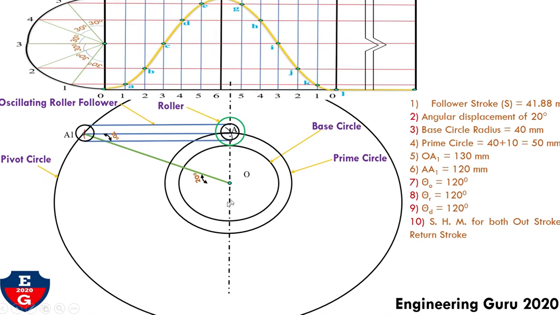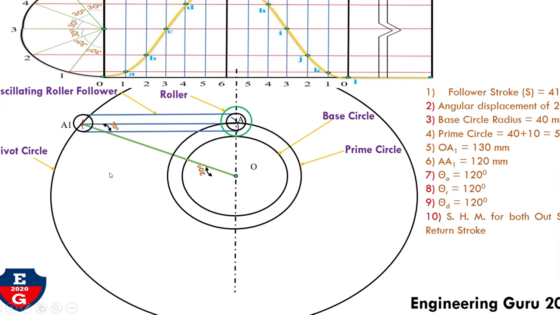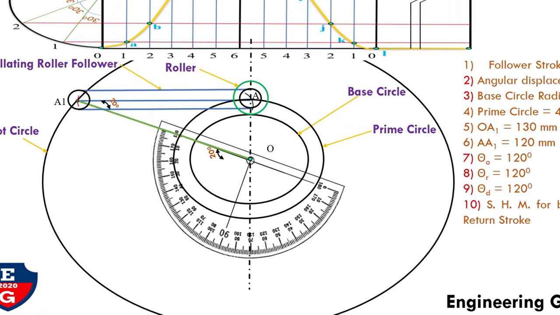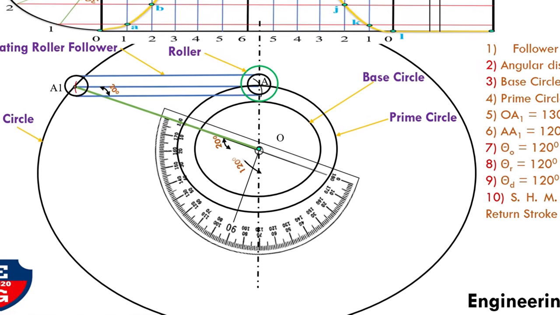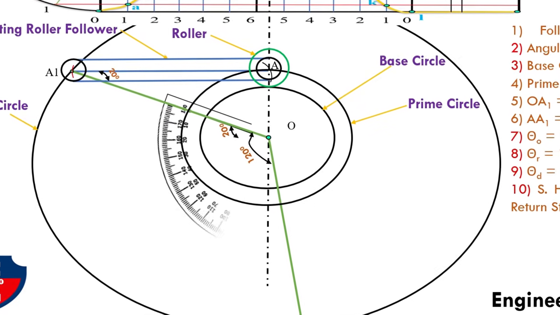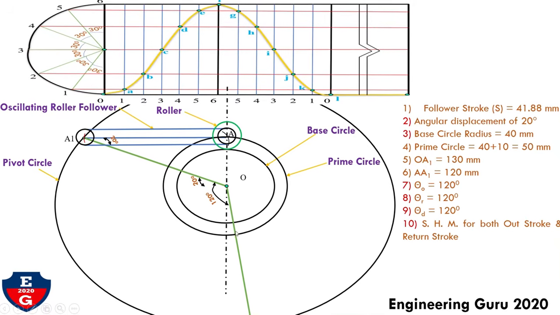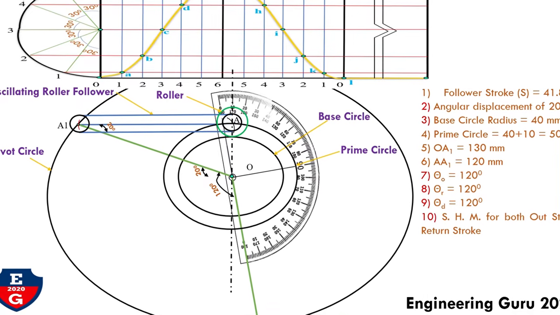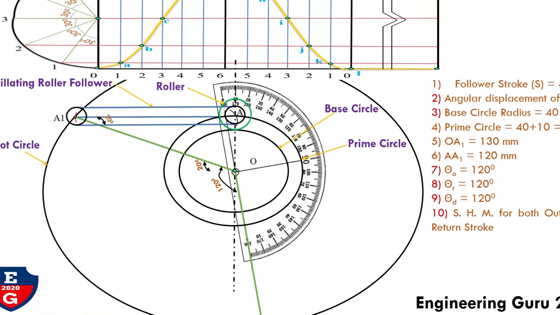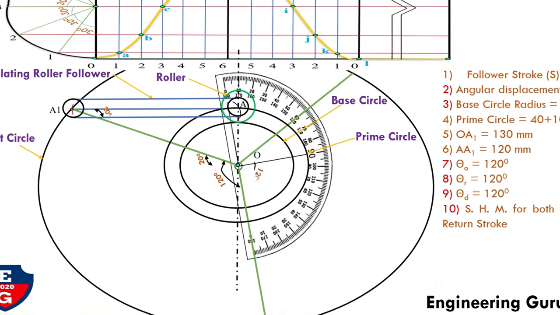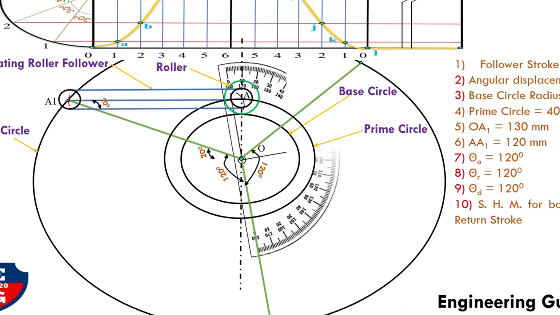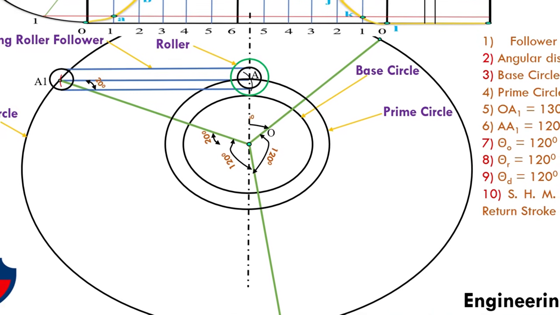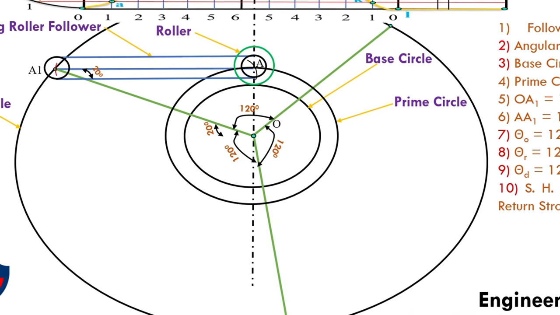Now from the OA1 line, with the help of a compass, draw an angle of 120 degrees to represent the out stroke of the follower. Then from this line, draw an angle of 120 degrees to represent the return stroke of the follower, and the remaining angle of 120 degrees to represent dwell.